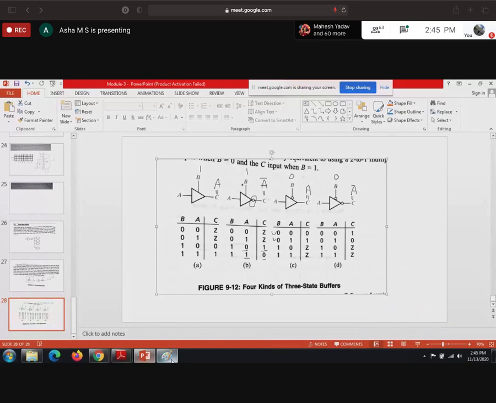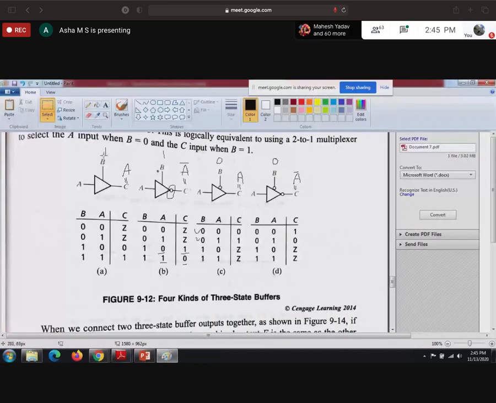So now answer me. Depending on the value of B, either I will be selecting A or I am not selecting A. So it looks like what? It looks like what?